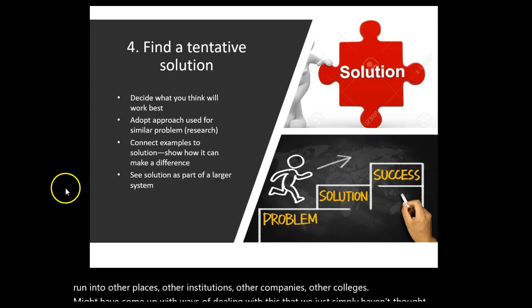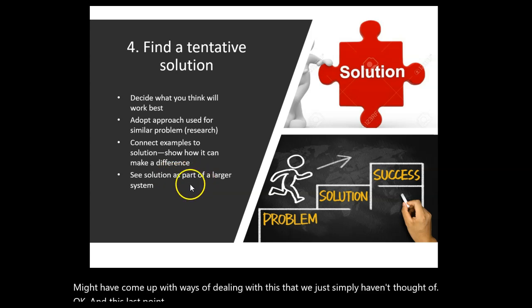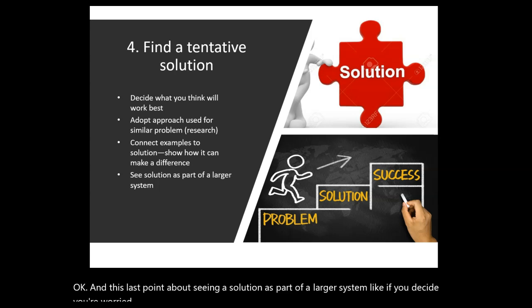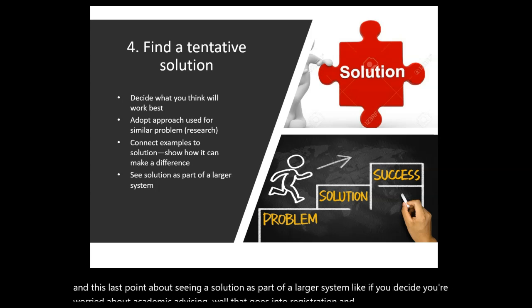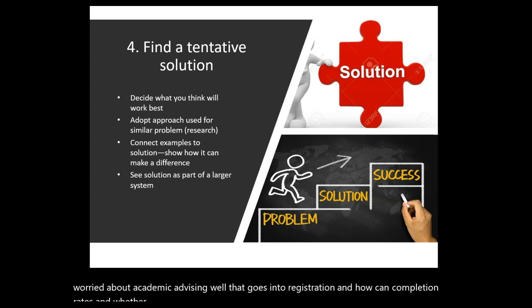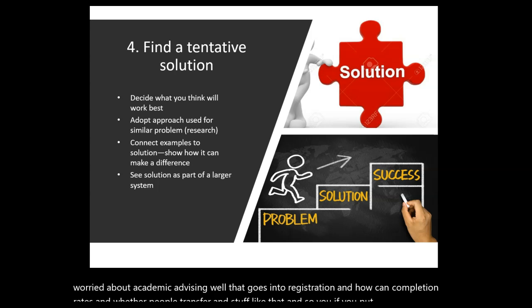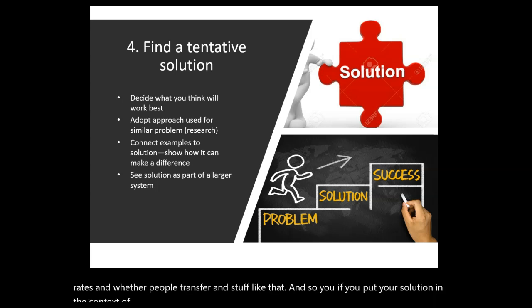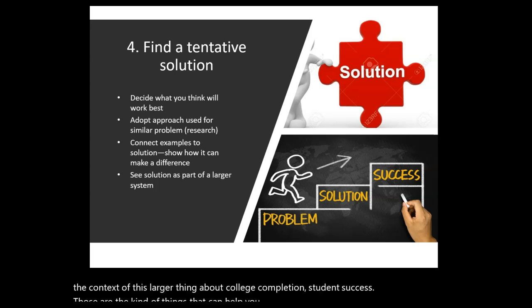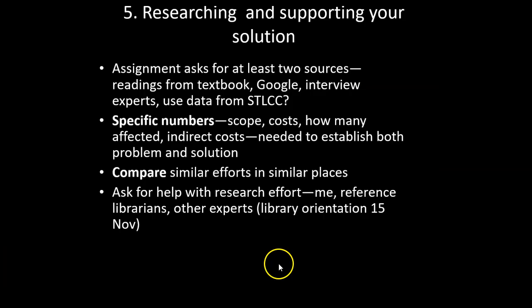Okay. And this last point is about seeing a solution as part of a larger system. If you decide you're worried about academic advising, well, that goes into registration and completion rates and whether people transfer and stuff like that. And so if you put your solution in the context of this larger thing about college completion and student success, those are the kind of things that can help you move your solution across the finish line.